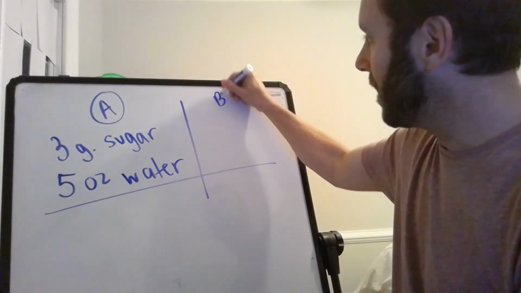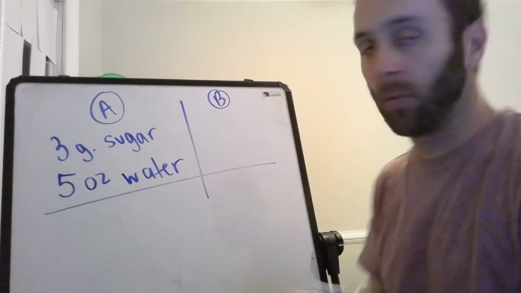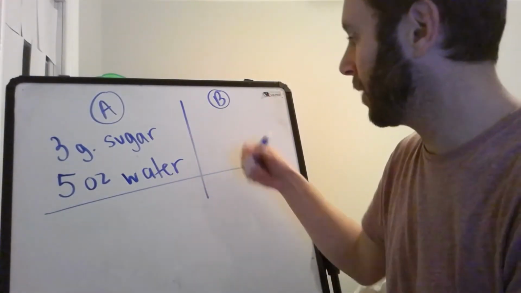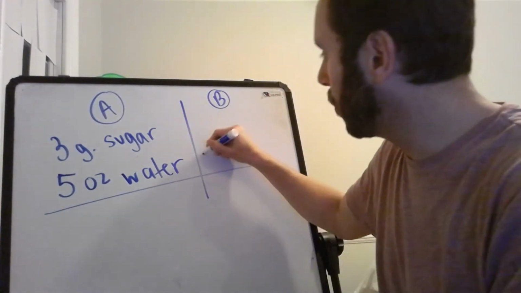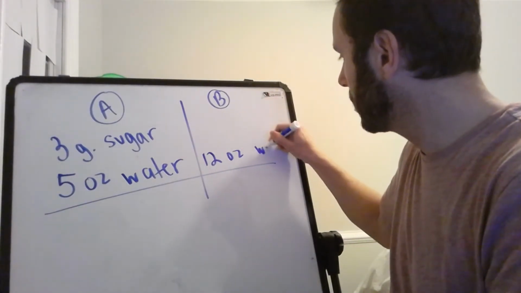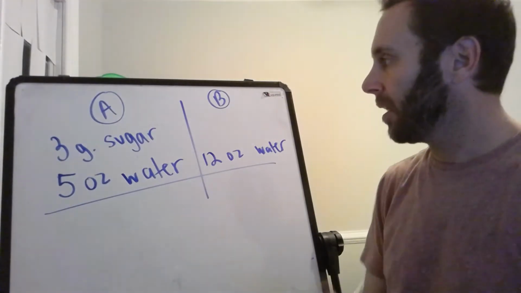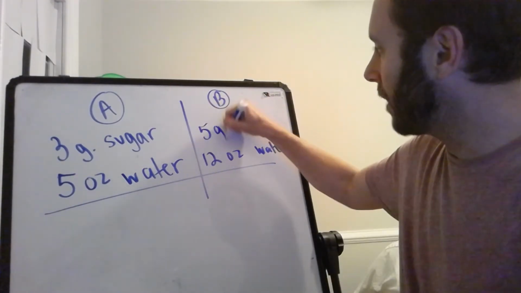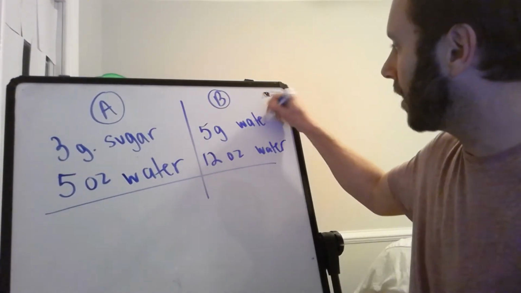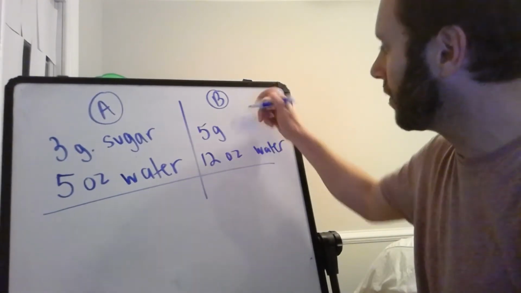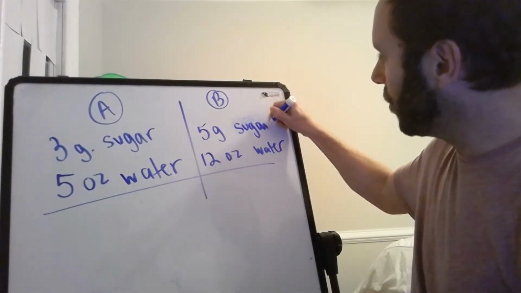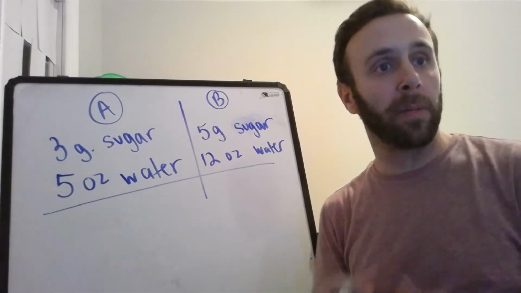In drink B, you have a little more water. Let's say they have 12 ounces of water, but instead of 3 grams, they have 5 grams of sugar. So the question is, which one of these is going to be sweeter?